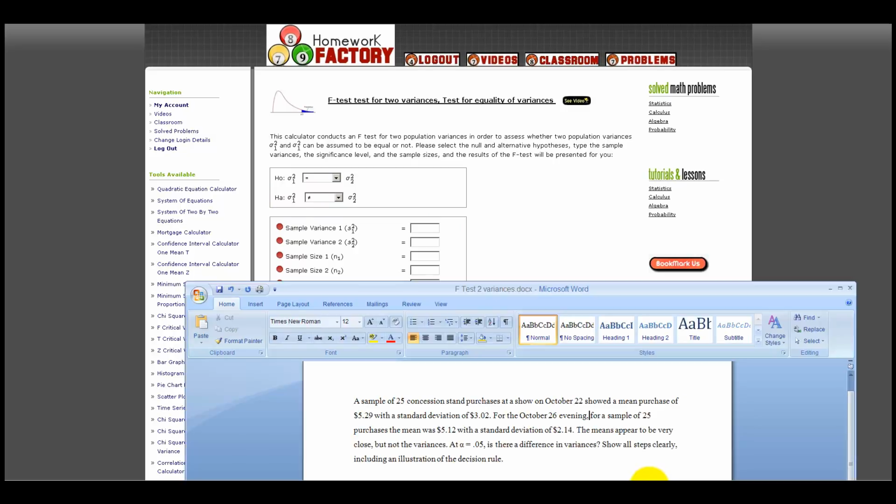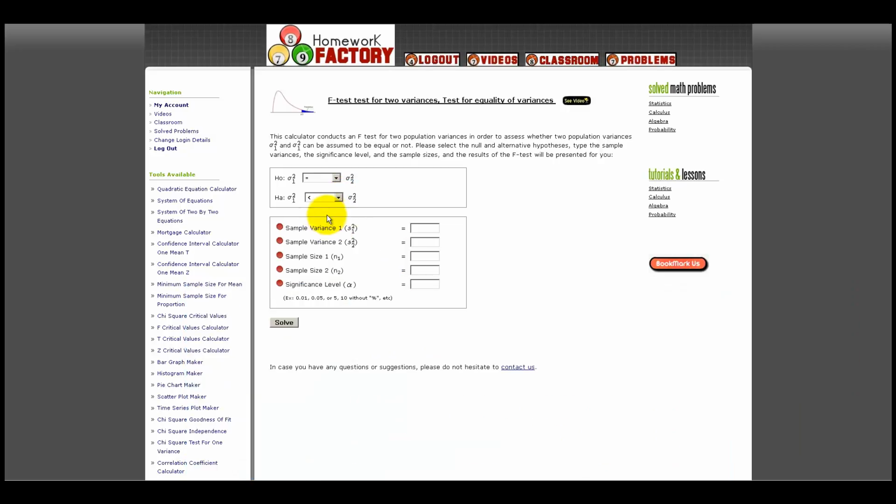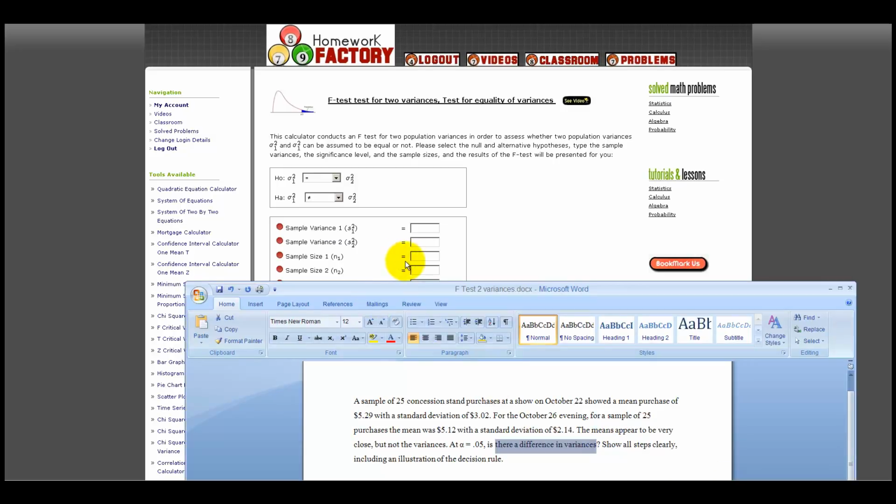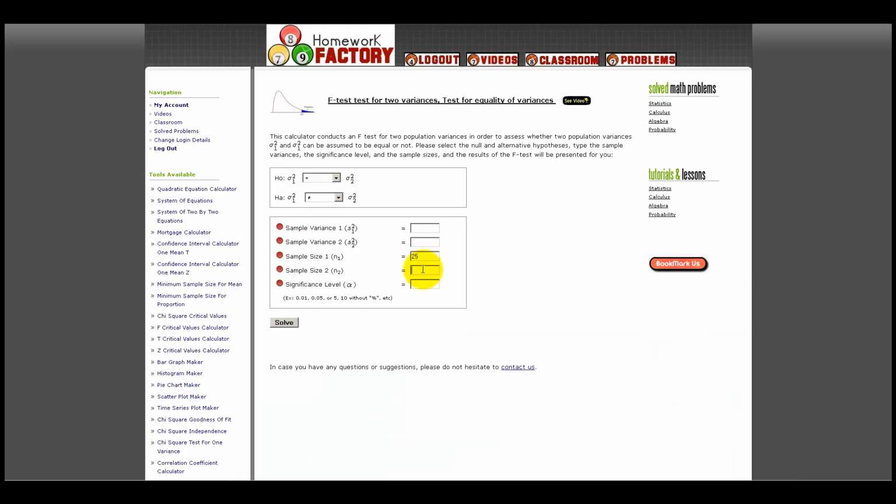After we have decided that, based on the wording, there's a difference in the variances. When they say one variance is less than the other one, you will use something like this. But in this case, they're talking about assessing the difference between the two population variances, so you have to put a non-equal sign there.